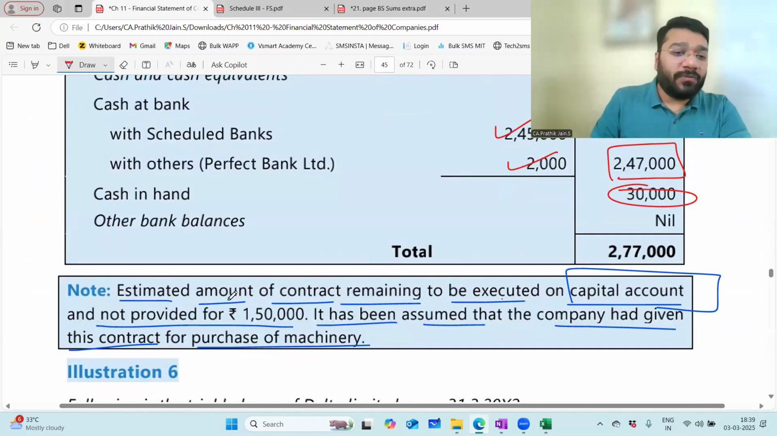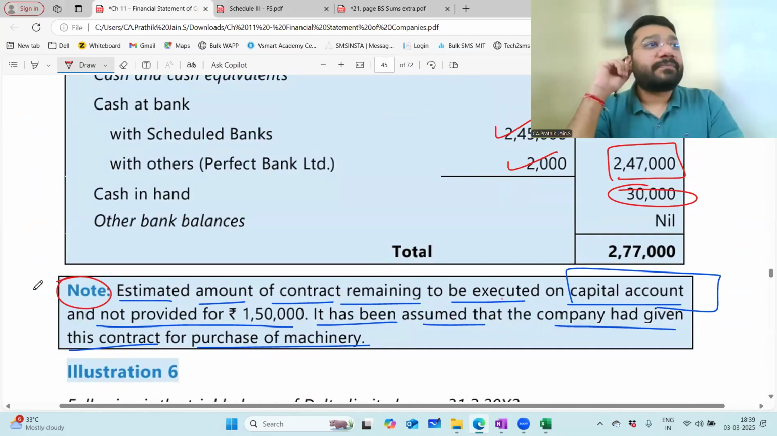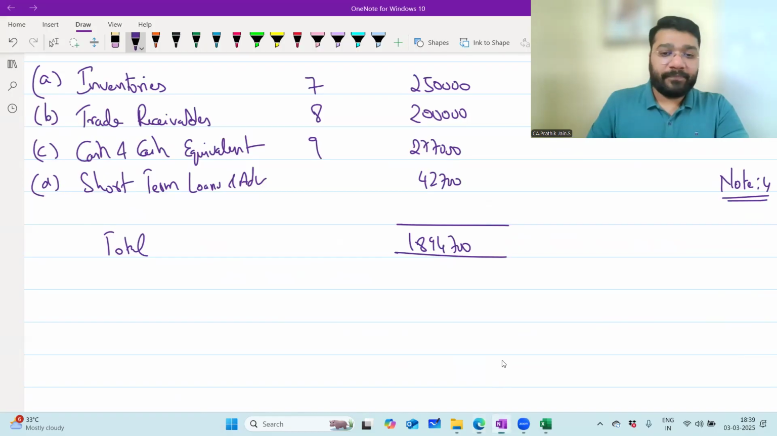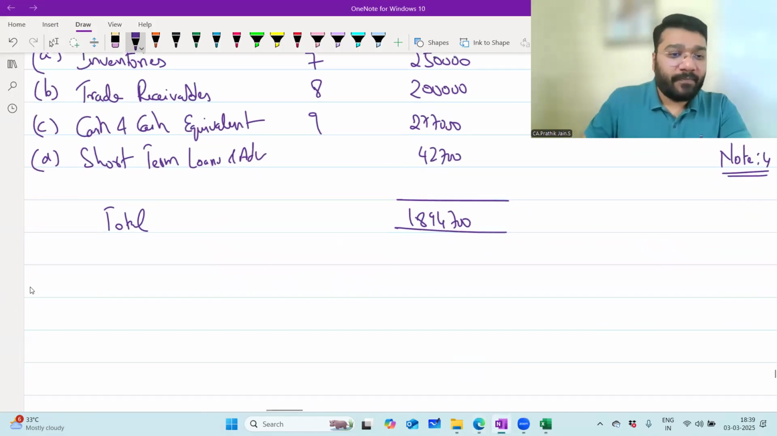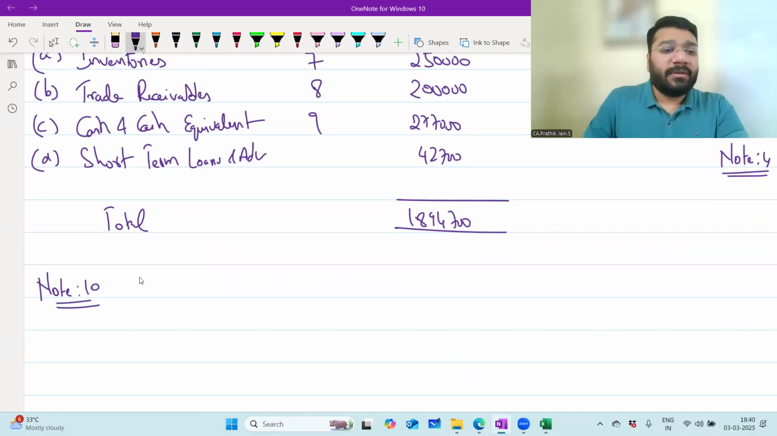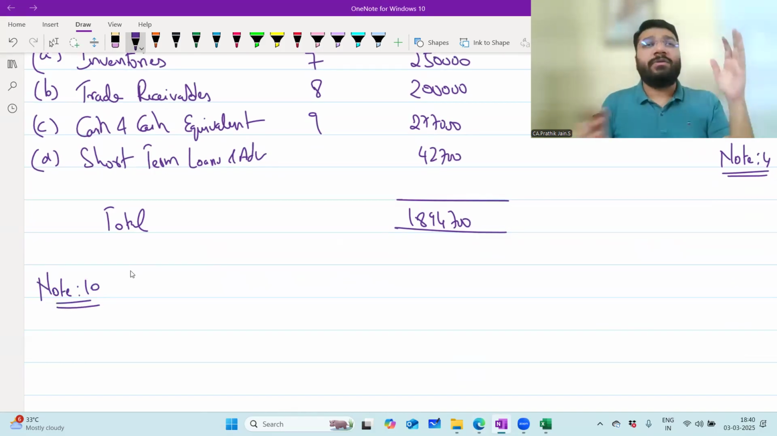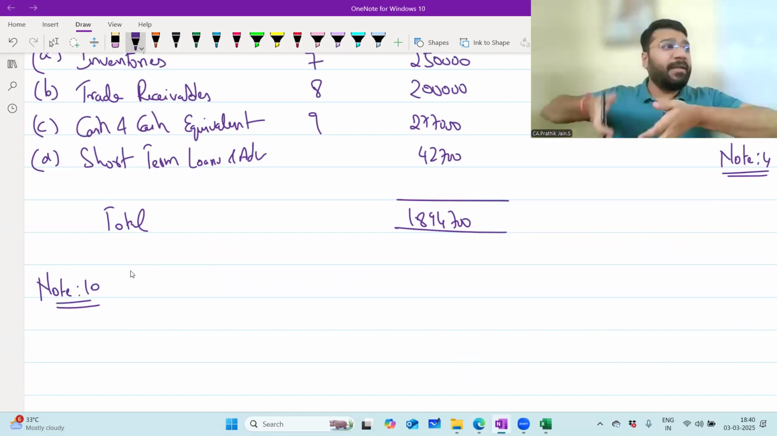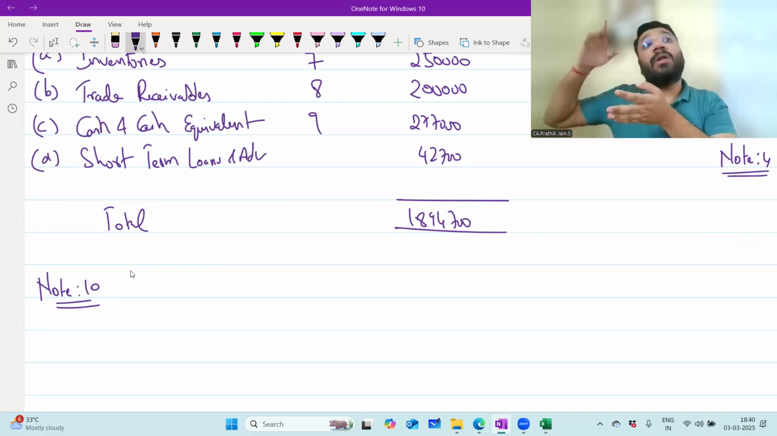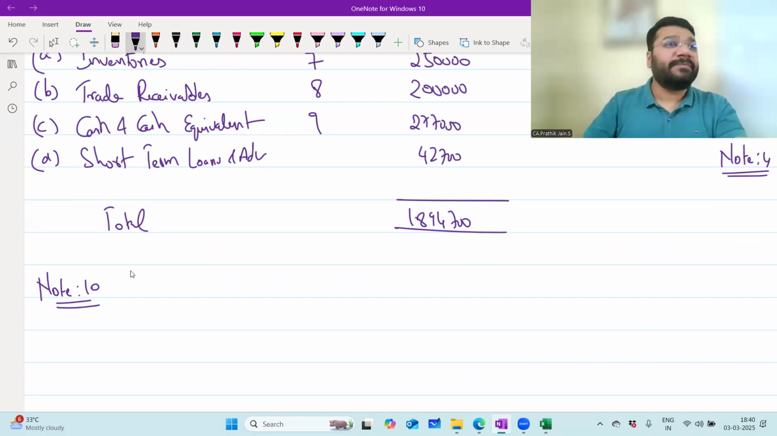Now you have to give a note of this. It's a separate note. You can give note 8, 9, 10. Note 10 also you can give, nothing wrong. When you prepare the balance sheet first, then P&L, then you do the notes. After all the notes, finally, this note will be given.